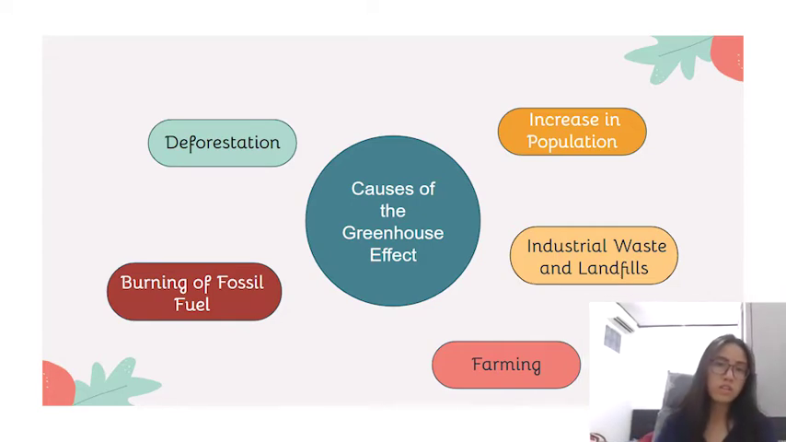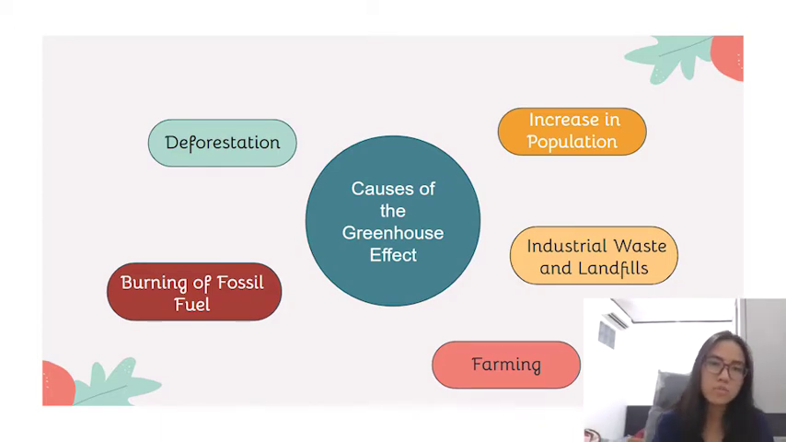The third one is the increase in population, as I mentioned before. Now, it has resulted in increased demand for food, clothes, and shelter. New manufacturing hubs have come up in cities and towns that release harmful gases into the atmosphere, which increase the greenhouse effect.